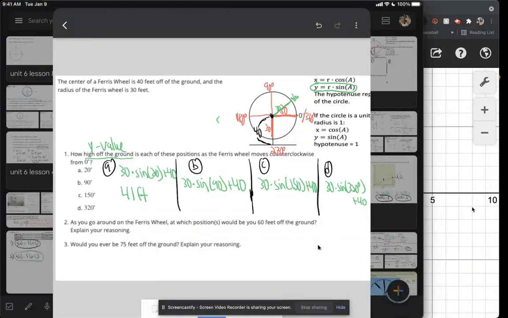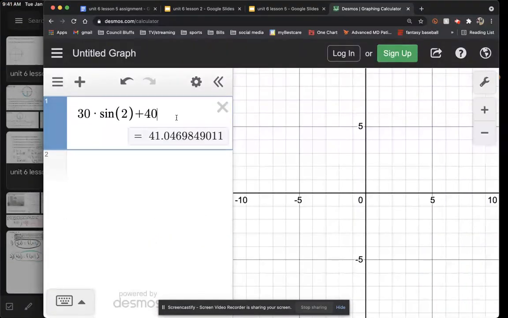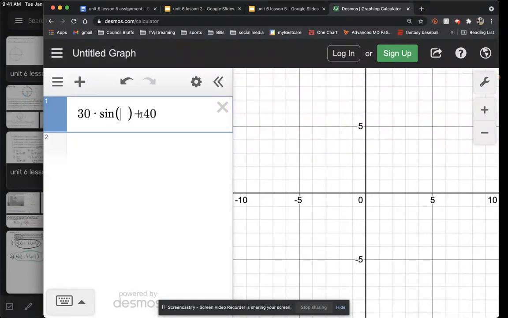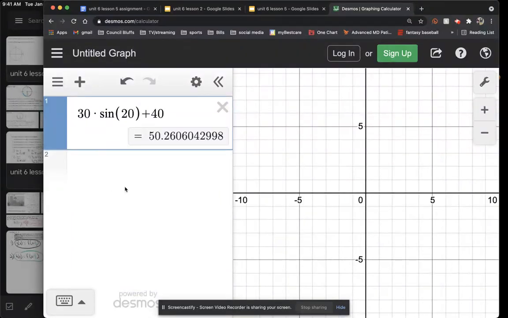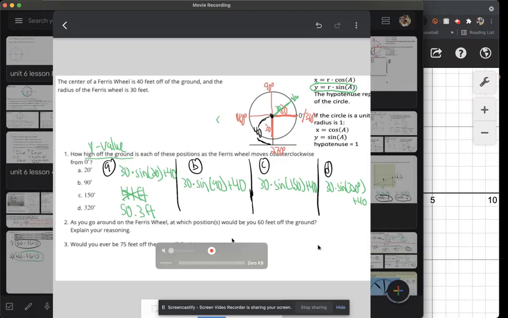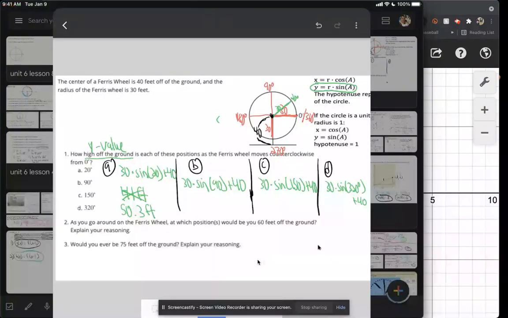So if I go back to Desmos to find the answers for the other two, and I just realized I messed up on part A. Notice I only put in sine of 2 degrees. I really wanted the sine of 20 degrees. So my answer to A was actually incorrect. It's actually 50.3 feet. So if you thought I made a mistake there, I definitely did.